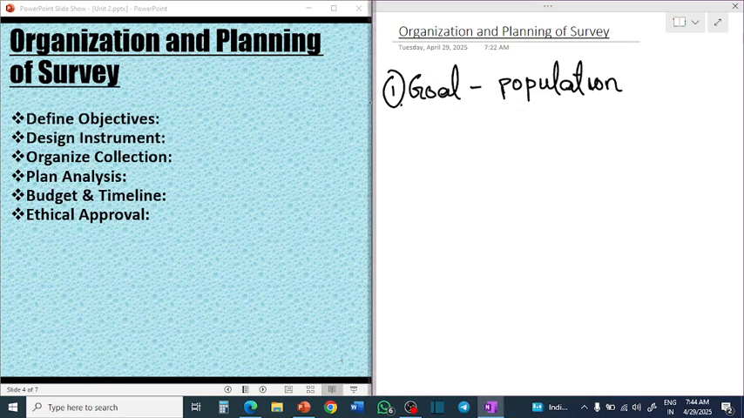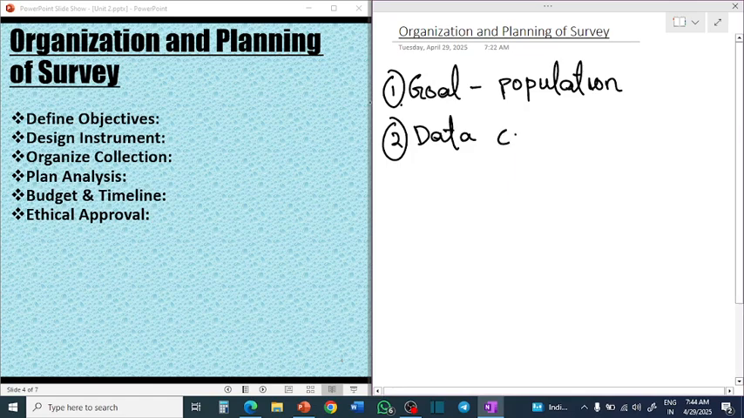Second, we have to design the instrument. What is an instrument? How will we do the data collection? So the information that has to be provided to us, how will we collect it? In this case, we use a questionnaire. Through the questionnaire, the questions are asked to the respondents and the answers are collected. So that is design instrument.